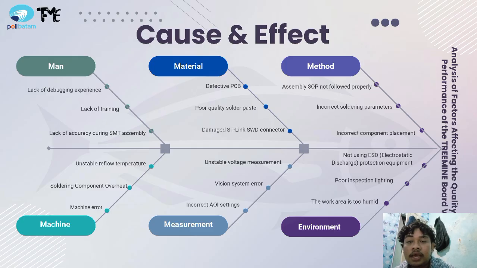Then is measurement, which includes unstable voltage measurement, vision system error, and incorrect AOI setting. And the last one is environment, which includes factors such as the absence of ESD protection, poor inspection lighting, and excessive humidity in the work area.